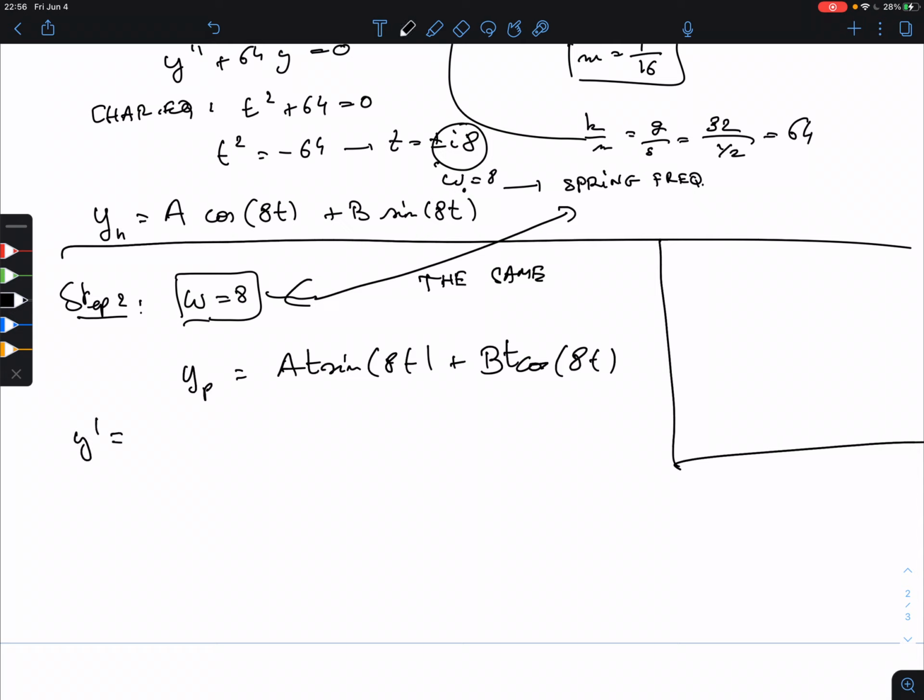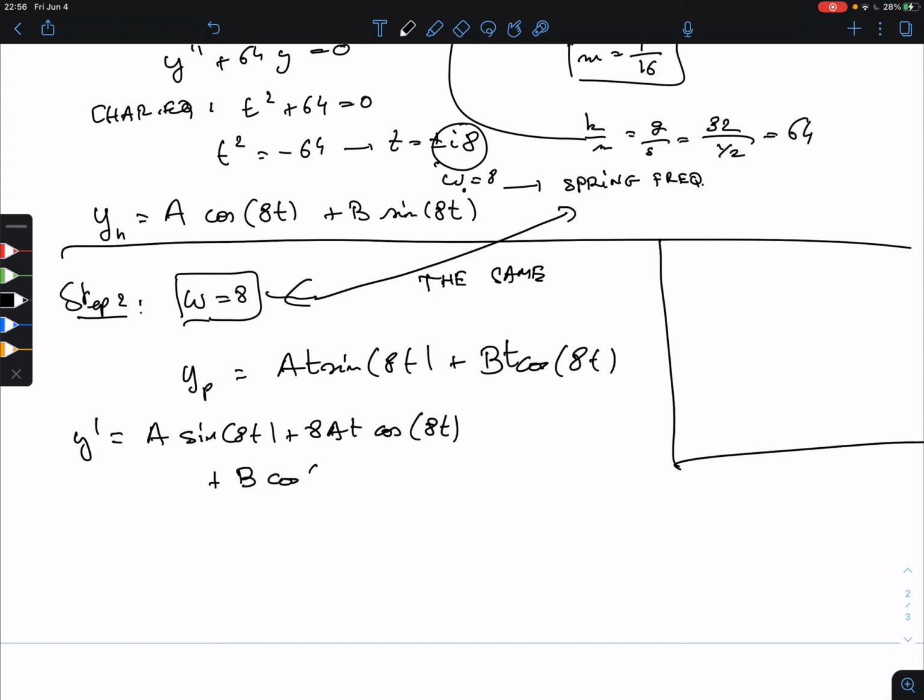So y prime is then, now this is a product, so we have to take the derivative of the first, copy the second, plus 8at cosine 8t, plus, you see, sometimes I switch my sines and cosines, no big deal, right?